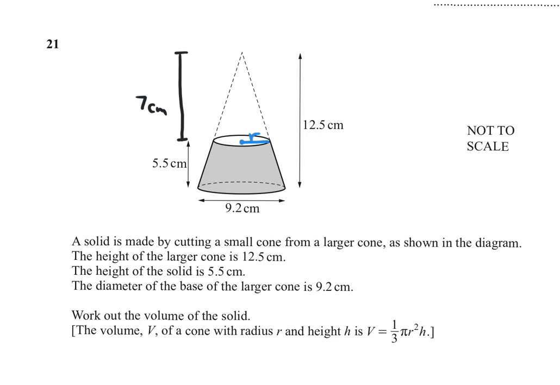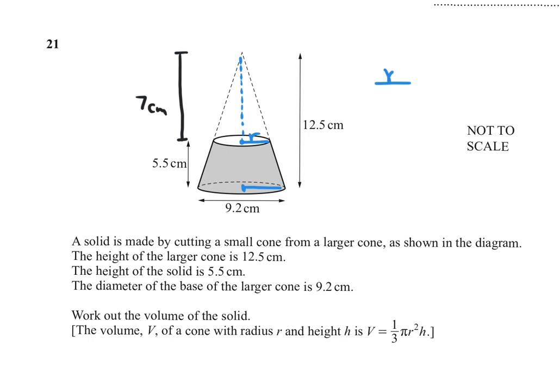For the radius, how do we find the radius for the small cone? The small cone and the large cone are similar. So the ratio between the radius of the small cone to the radius of the large cone is the same as the ratio between the height of the small cone to the height of the large cone. So R1 over R2 equals H1 over H2. From that we can find the radius of the small cone because they are similar.